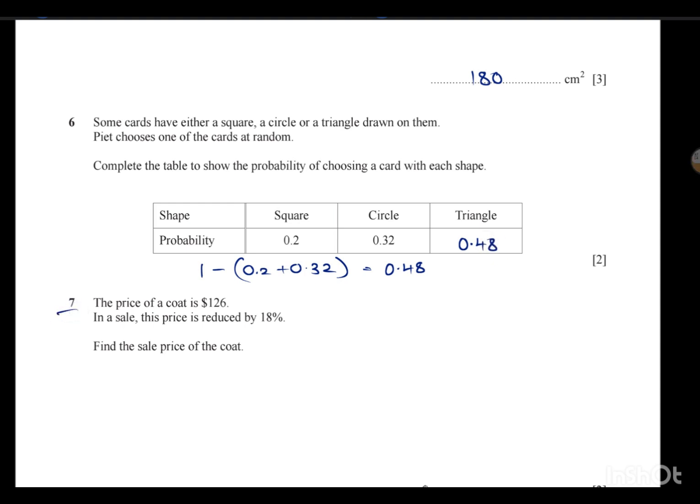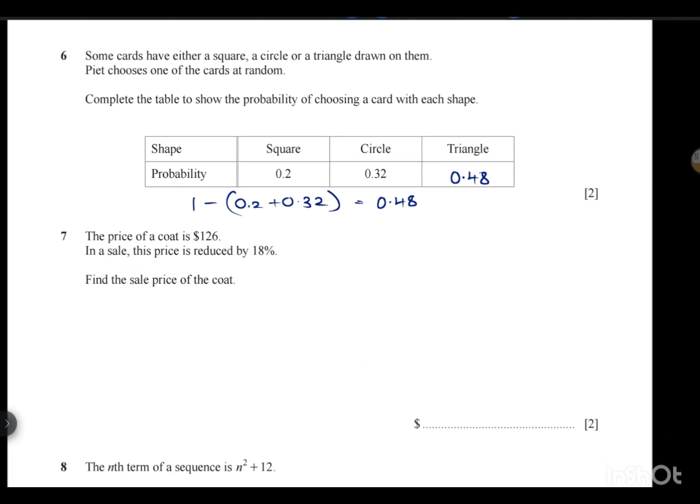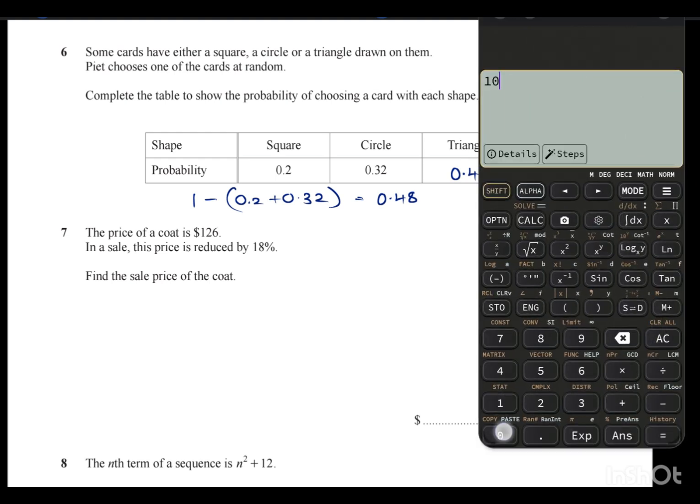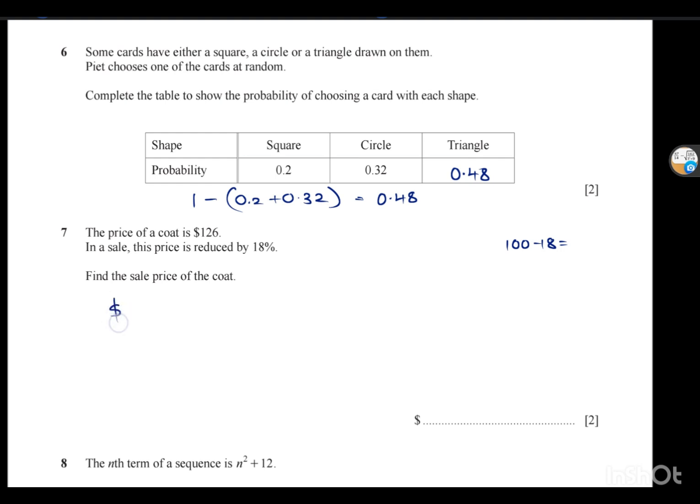Question number 7. The price of a coat is $126. In a sale, this price is reduced by 18%. Find the sale price of the coat. So the percentage is reduced, so you have to do 100 minus 18. See how much it is. 100 minus 18 is 82. So that means 82% of this $126 will be the answer here. So 82 by 100 you have to multiply with 126. Do it.